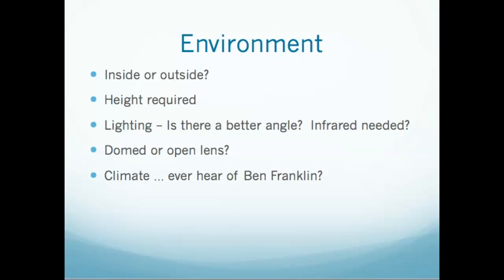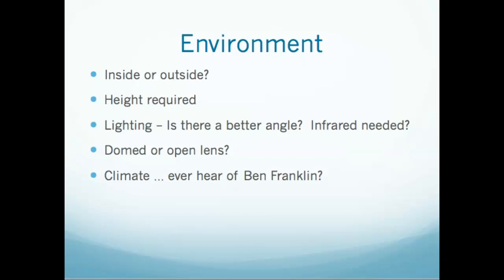Domed versus open lens. The environment. Do you want someone to see which way the camera is pointed? In a smoked dome camera, it can be very difficult to see, and especially if the camera is up at a decent height where you really can't see too well into it, it's very hard to see which way the lens is pointed, even in a fixed camera in a dome.